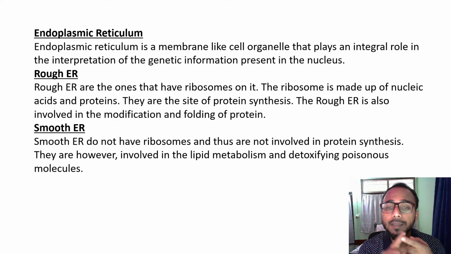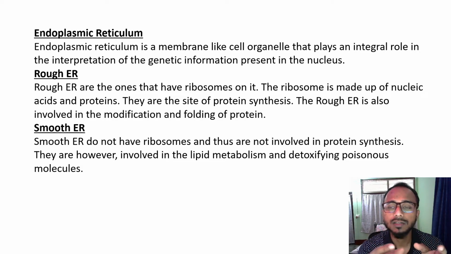However, lipid metabolism and detoxifying poisonous molecules is done in smooth ER. So the endoplasmic reticulum has two types, smooth ER and rough ER. In rough ER, they have ribosomes which help in the synthesis of protein. In smooth ER, they do not have ribosomes, so they do not synthesize protein. But instead, they help in detoxifying poisonous molecules.